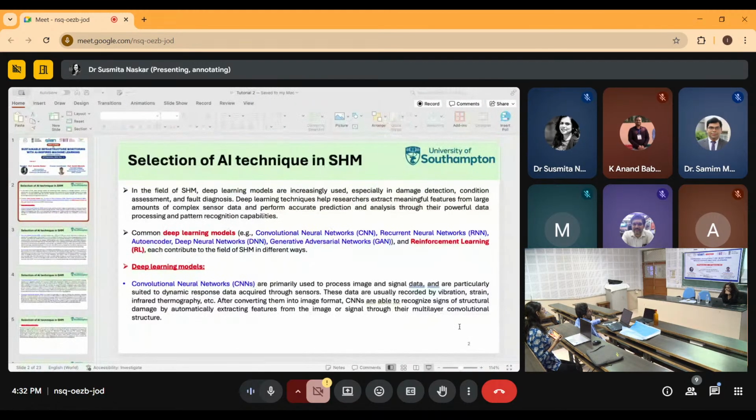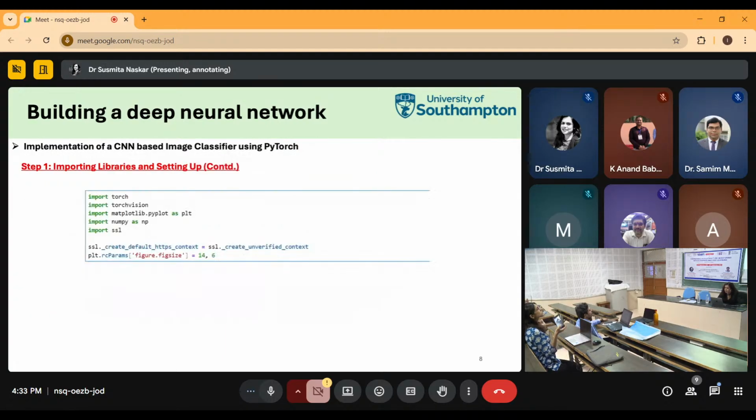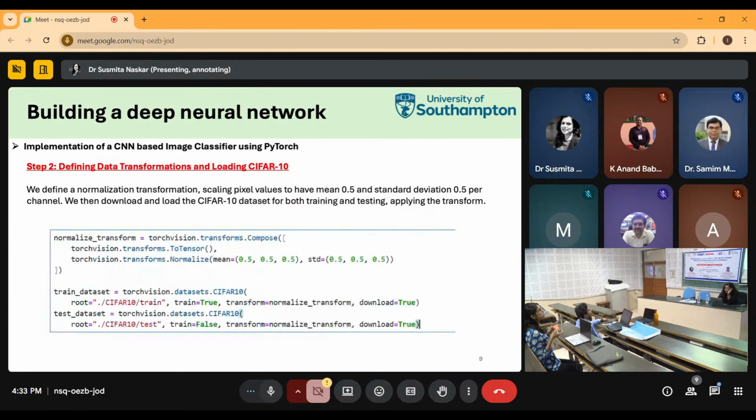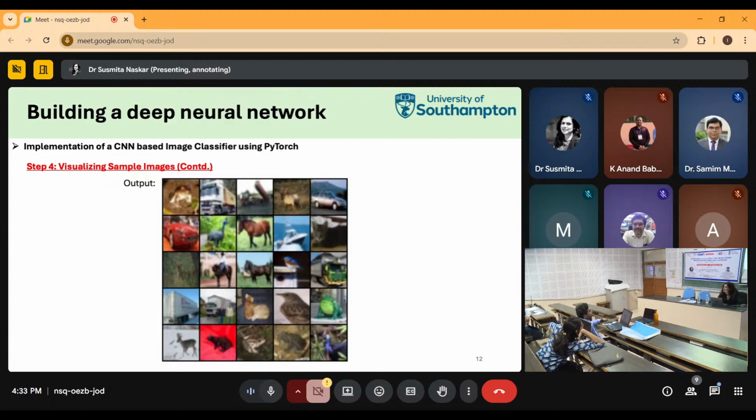Tomorrow in the tutorial, we will start by building a deep neural network using PyTorch. We will import the libraries and set up. From there, we will implement the CNN-based work using PyTorch and identify the data transformation behavior with the CNN-based approach. Then we will create the data loaders by visualizing a sample image, and that will give us a sample like that as an output. This is basically building a neural network, or deep neural network.